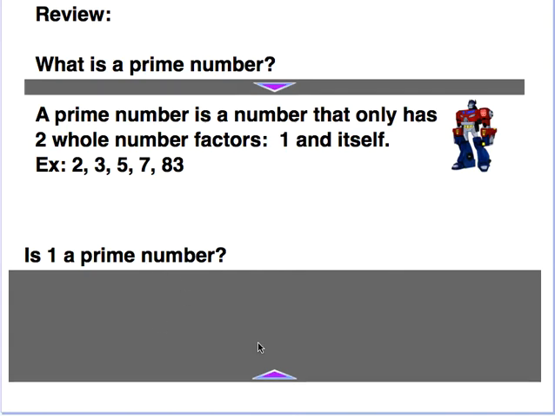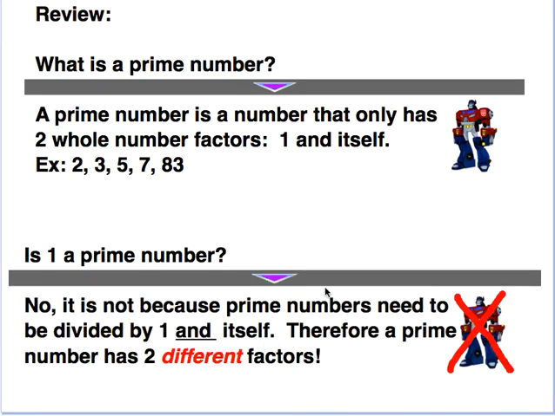Is 1 a prime number? No, it is not a prime number because they need to be divided by 1 and itself, and they have to have two different factors. 1 can only be divided by 1. That's it.